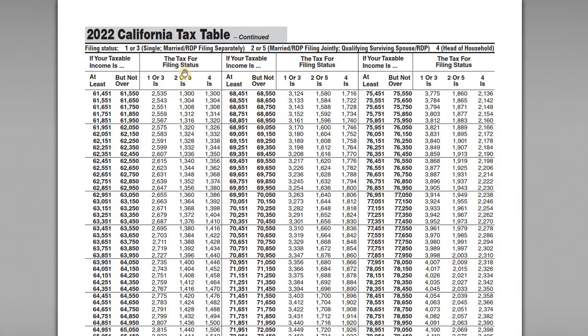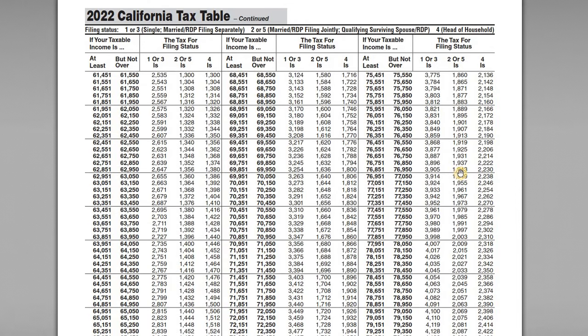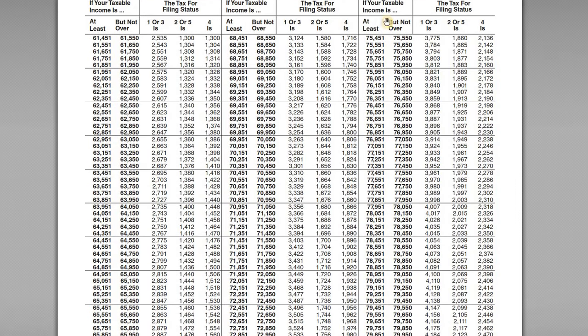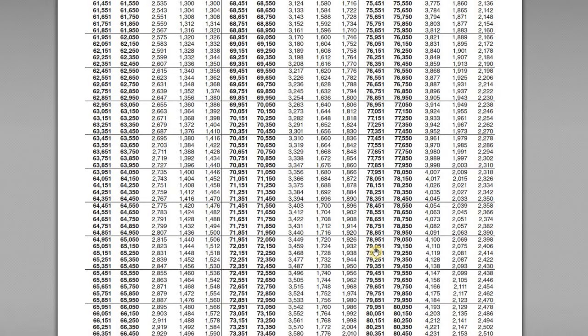If you go to the California tax tables, so these are in the 540 instructions, you find whatever range your taxable income falls within. So in our case, we're looking for $79,129. So if we scroll to the page and look for the column where our taxable income is at least that amount, but not over that next threshold. So we're working with $79,129. So if we go down here, we can see, all right, here's 79,051, 79,150. So that's the range we're in.